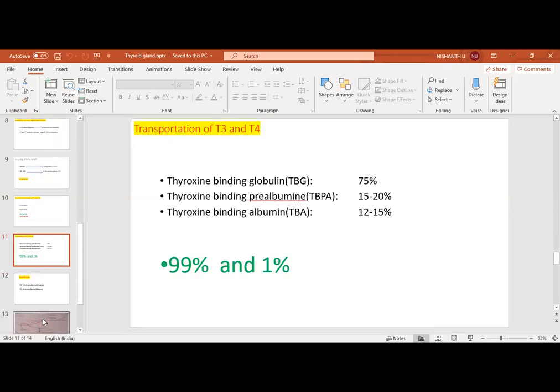Then, apart from that, we discussed yesterday that three different types of proteins will carry the T3, T4: thyroxine binding globulin, TBG, thyroxine binding prealbumin, that is TBPA, and thyroxine binding albumin, that is TBA. Maximum is thyroxine binding globulin, that is 75%, then 12 to 15% is TBPA, and 12 to 15% is TBA. What you have to understand is 99% of the T3, T4 are in bound form, bound to the protein, and only 1% is unbound form. And already we discussed that this unbound form, the free form of T3, T4, will produce the action on the different parts of the body. So this is what we discussed.